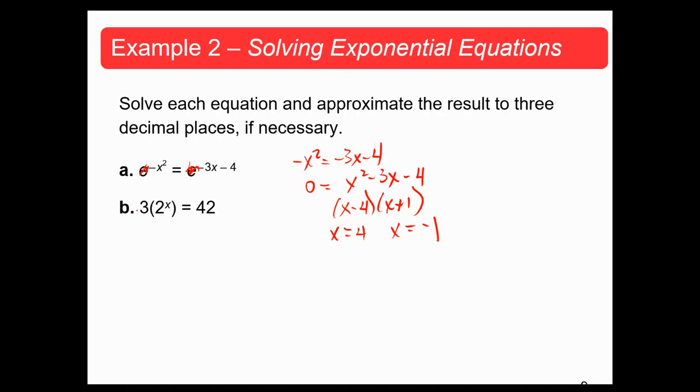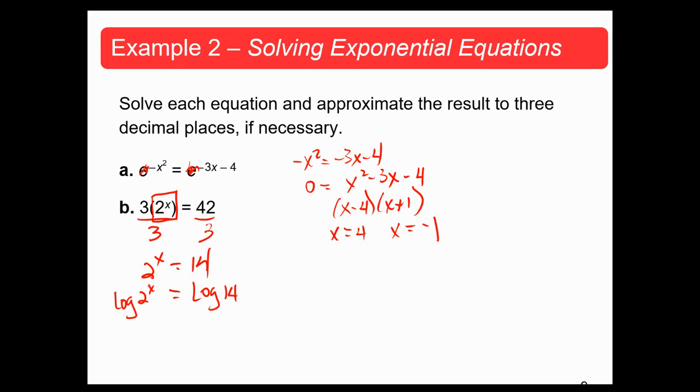For part B, we are going to isolate this. So before we do anything, we're going to isolate that by dividing both sides by 3. And then it'll be 2 to the x equals 14. And so now we need to do an inverse on this. It's not a one-to-one. So you can do natural log on this one, or you can do log. I'm just going to do log of 2 to the x equals log 14.